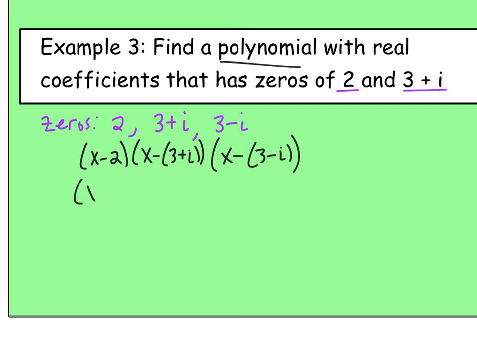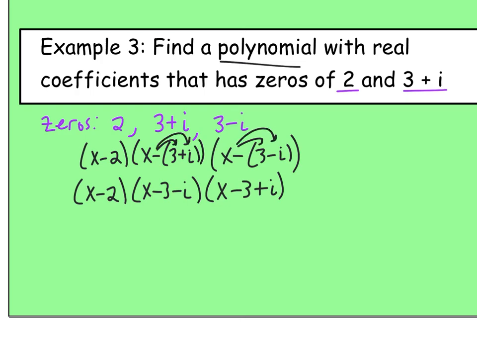Okay, so let's first simplify a little bit. Like we did before, let's distribute this minus sign in here. So x minus 3 minus i, and then x minus 3 plus i. All I did there was distribute the subtraction sign in each of these factors just so we could simplify a little bit. Now I'm going to multiply these two first, and then take their product times the x minus 2 at the end, because I think it's easier to multiply those first. So the x minus 2 is still there. Okay, let's multiply these guys.